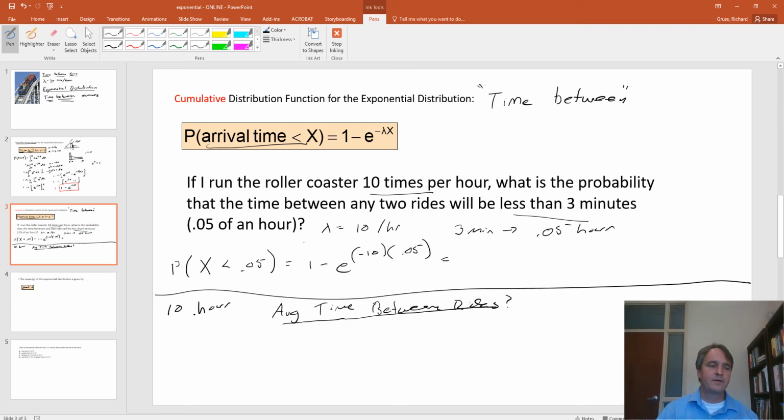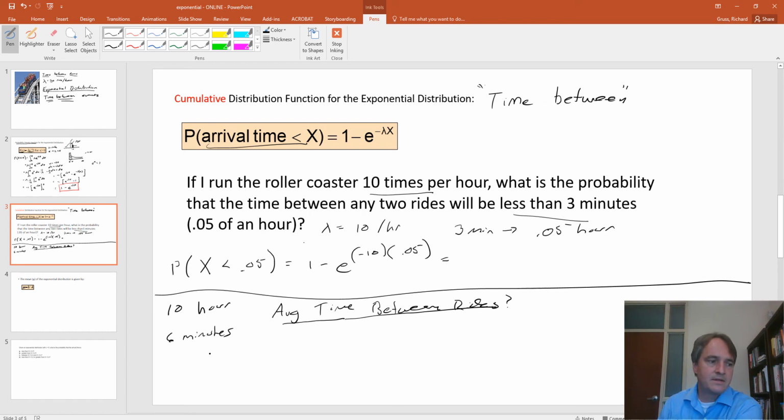So if I run 10 per hour, well, there's 60 minutes in an hour, right? So that would mean that if I run 10 per hour, then 60 divided by 10 is 6. So that would mean the average time between would be 6 minutes, right?